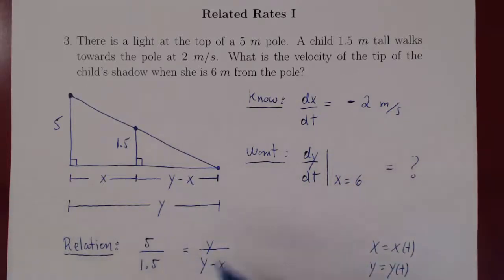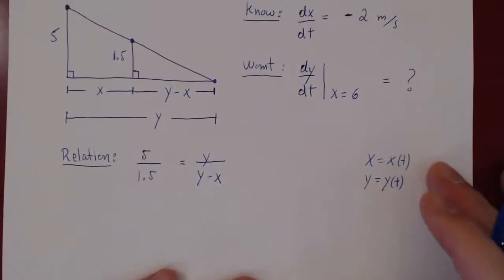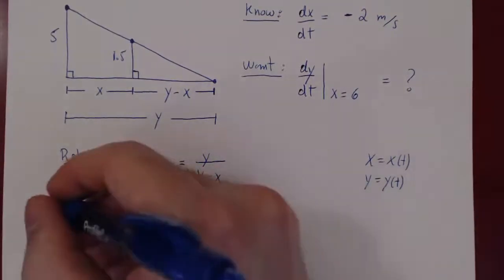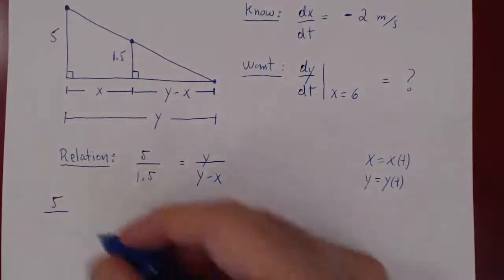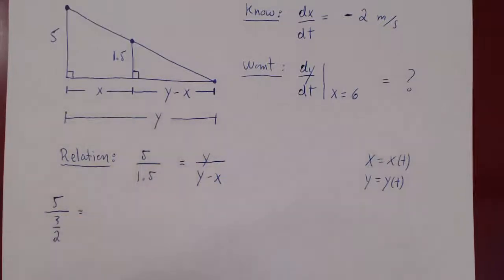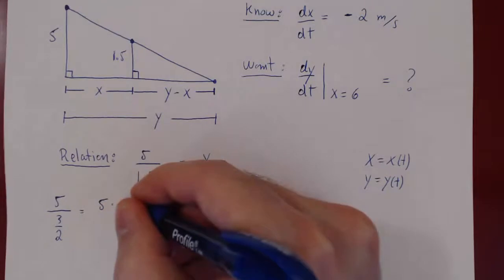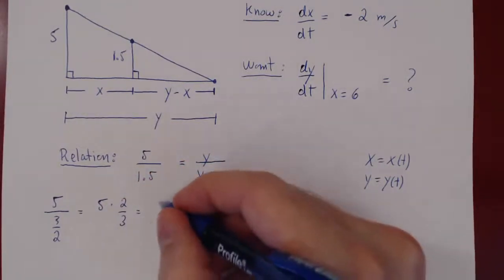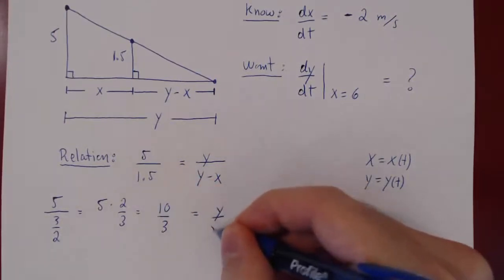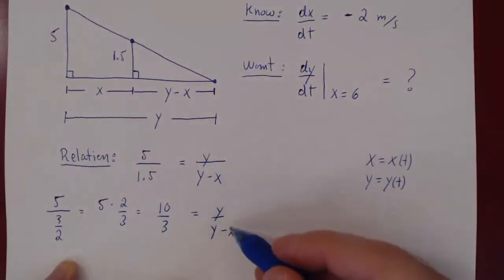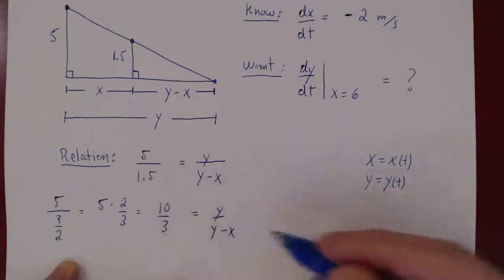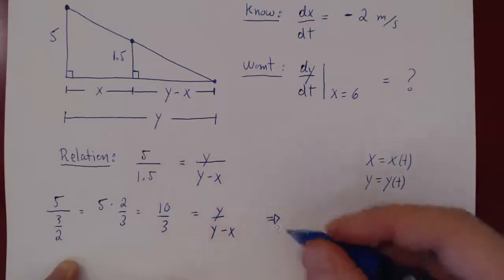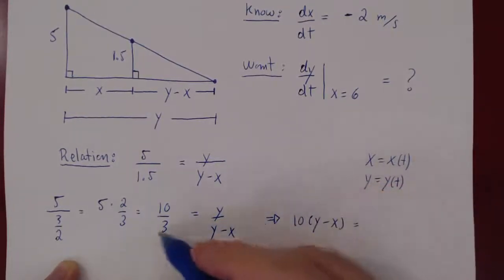So we could here be naive and differentiate both sides with respect to t and use the quotient rule here. But let's be clever about this. If we're not happy with the relation we have, we can try to rearrange it to hopefully make our differentiation a little simpler. Well, let's clean this up a little bit. The left-hand side, 5 divided by, well, 1.5, that's just 3 over 2. If you divide by 3 over 2, same as multiplying by the inverse, 2 over 3. So what you get is 10 over 3. That's equal to y over y minus x. To avoid the quotient here, just multiply across by y minus x and by 3. So this will be equivalent to 10 times y minus x being equal to 3y.